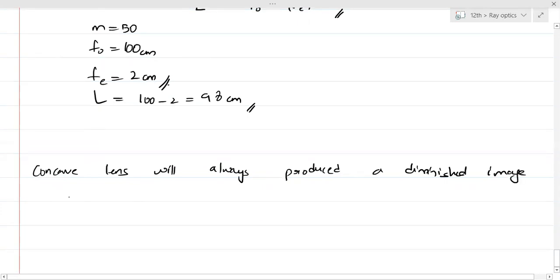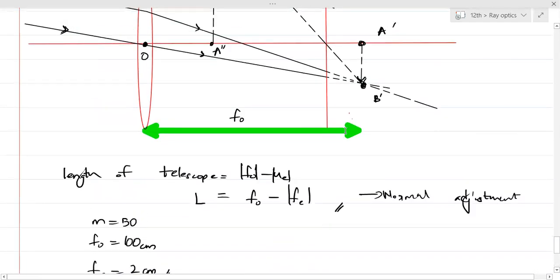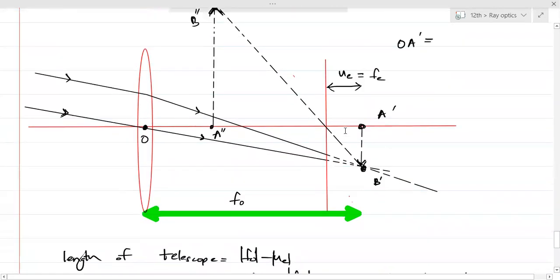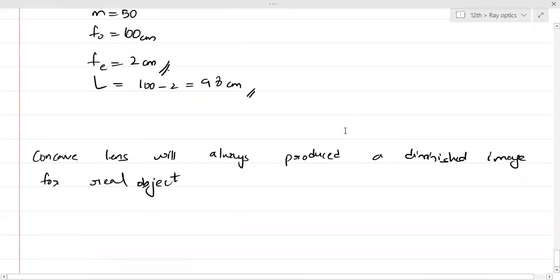For virtual object, कौन सा object की? Sorry, for real object. कौन सा object के लिए? Real object के लिए. But if it changes, if the object becomes virtual, then you'll get a magnified image. Okay? And here the object is virtual for the concave lens. Clear?